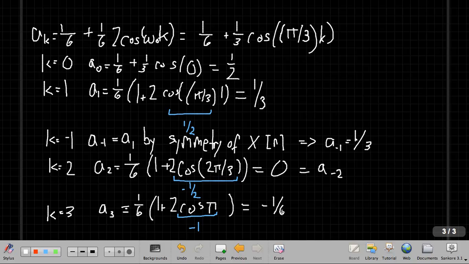So this tells me, if I put all these back together, that if I want to make that square wave, I need 1/2 of the zero frequency, 1/3 of plus omega naught and minus omega naught. I don't need any, because I have a 0 here, it says I don't need to mix in any of 2 omega naught or of minus 2 omega naught. And I need to mix in minus 1/6 of 3 times omega naught. So that's what my recipe is.